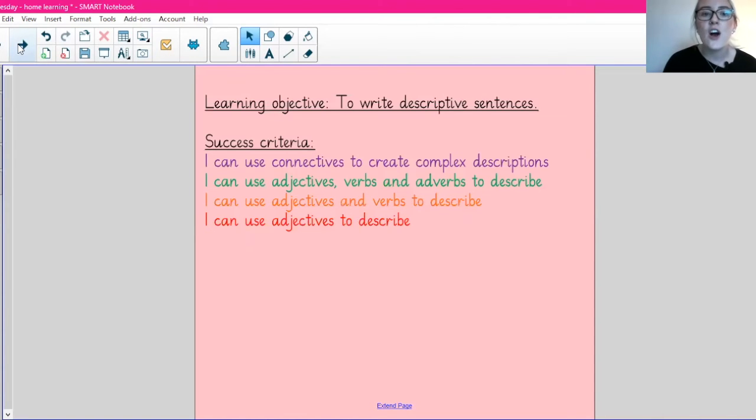So today, our learning objective is to write descriptive sentences. To be successful in today's lesson, we're going to be using adjectives to describe. We're going to be using verbs as well to describe. And also we're going to be seeing if we can use adverbs and some connectives to create some complex descriptions.